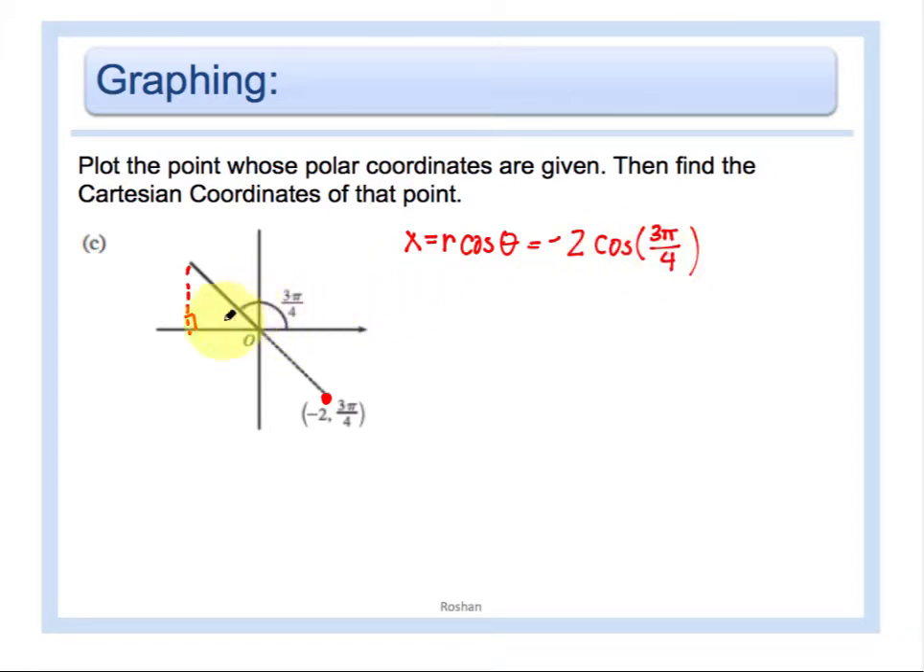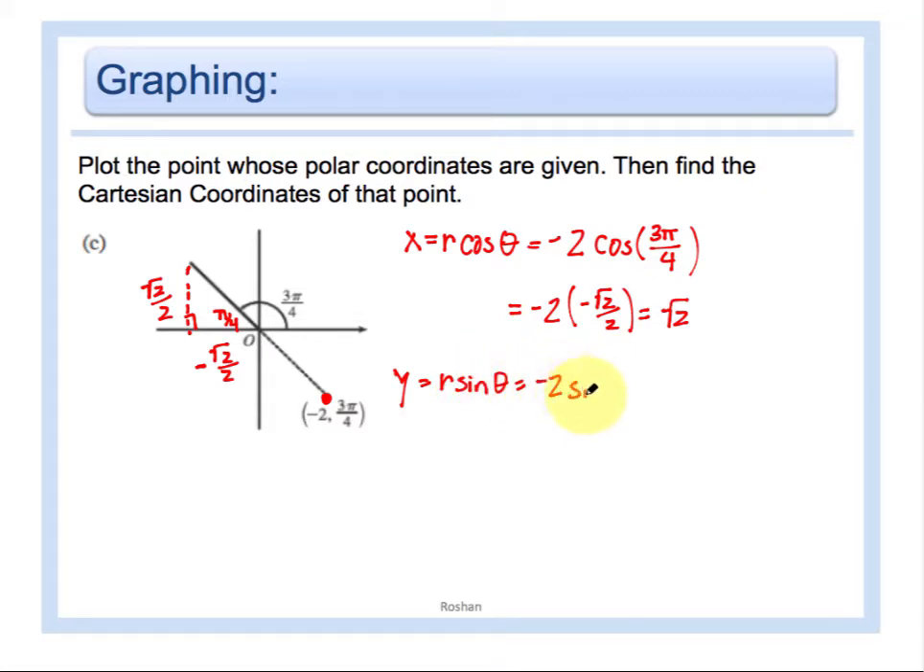So I'm over here to make my little triangle to figure out what the cosine of 3 pi over 4 is. So if this is 3 pi over 4, that means pi over 4 is remaining. That's a 45, 45, 90 triangle. So that means this is root 2 over 2, and this is root 2 over 2. This is a negative measure. This is a positive measure. So the cosine of 3 pi over 4 is going to be negative root 2 over 2. In other words, I get root 2 when I multiply that out. Now y is going to be r sine theta, which is negative 2 sine 3 pi over 4, which is negative 2 times positive root 2 over 2, which is negative root 2.